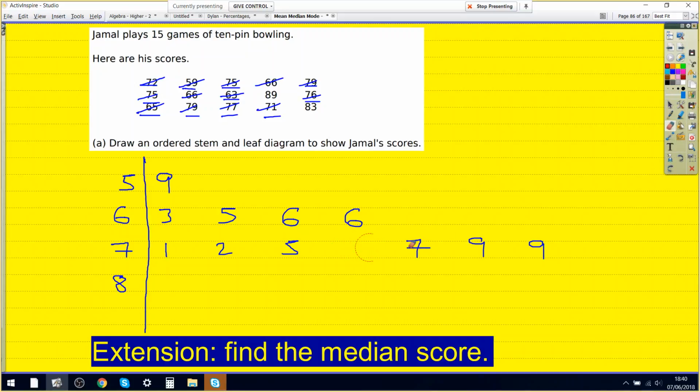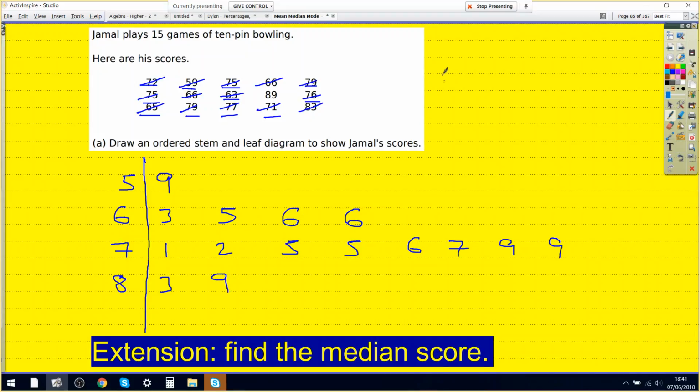Yeah, we made a mistake. There was a second 5. 5. 6, 7, 9, 9. And then 80, there was only a 3, was it? 3 and a 9. Oh, 3 and a 9.